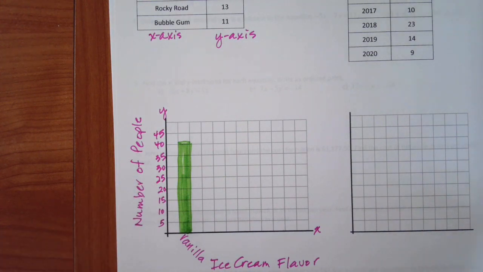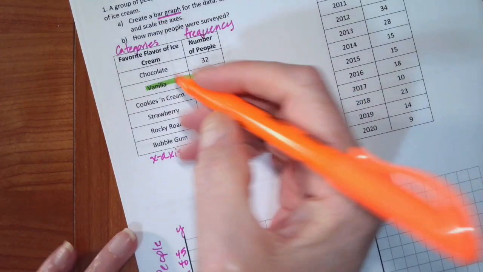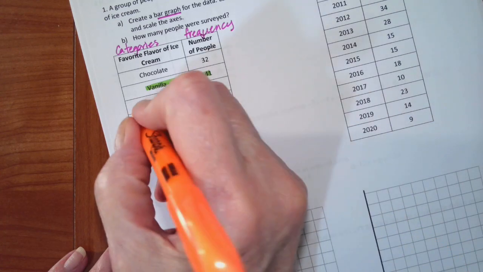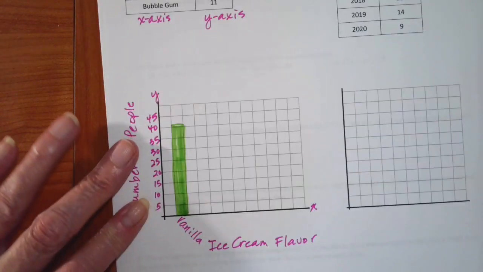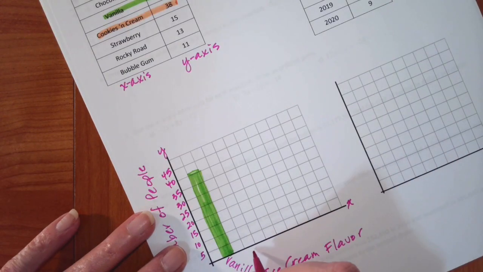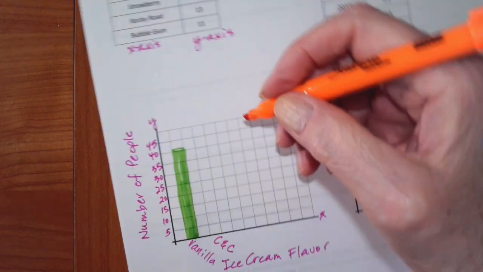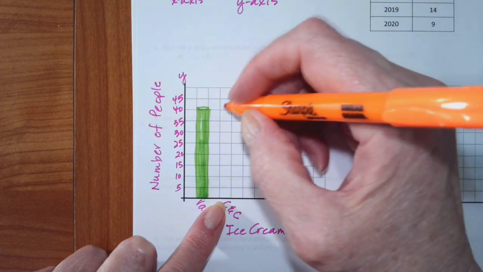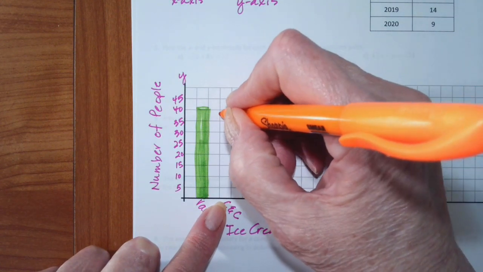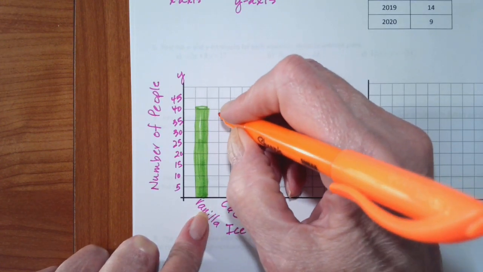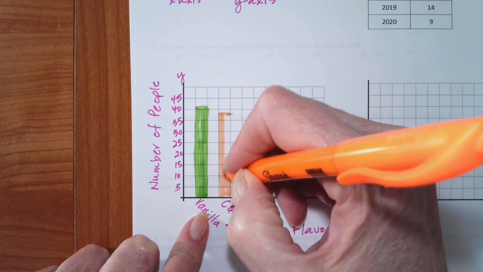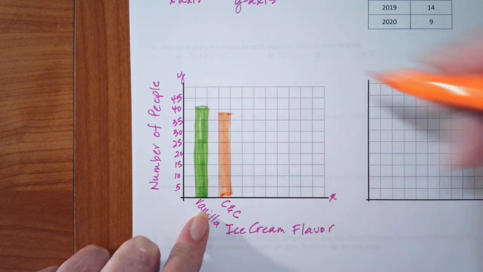The next highest one is cookies and cream. So I'm going to call this C&C, cookies and cream, and it needs to go up to 38. So on here it's going to go a little bit below 40. And there's my bar for cookies and cream.